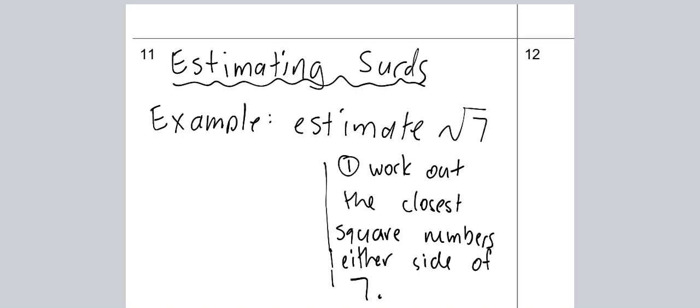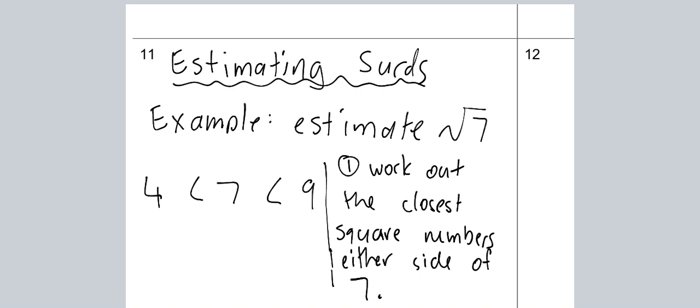Okay, so somebody else who hasn't had an opportunity to talk yet, tell me what the closest square number to the left of 7 would be. 4. Well done. Someone else, tell me what the closest square number above 7 would be. 9, good.